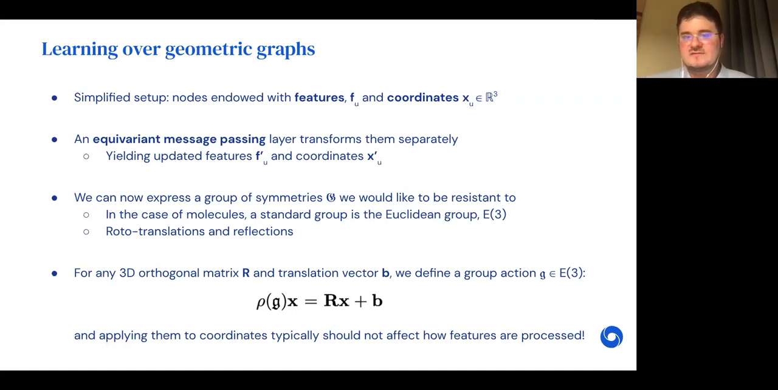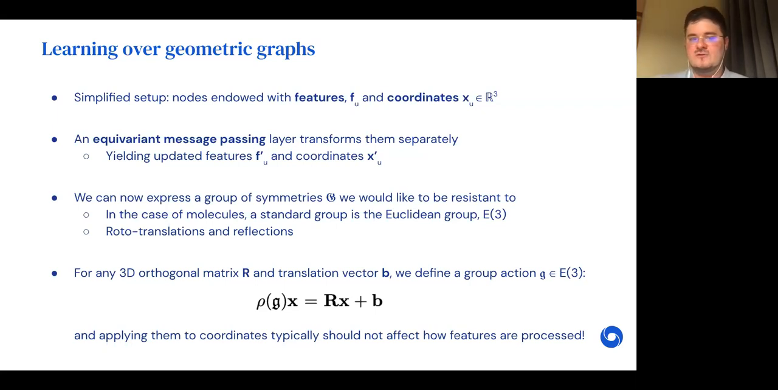So now, once we have this geometry and these coordinates, we can express what's the symmetry group we want to be resistant to. And one common group to be resistant to in the case of molecules is the Euclidean group E(3), which contains rotations, translations, and reflections.